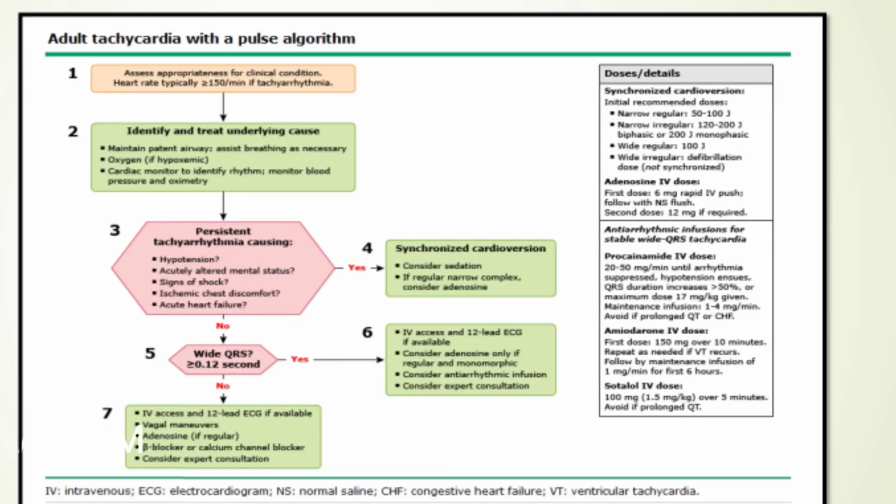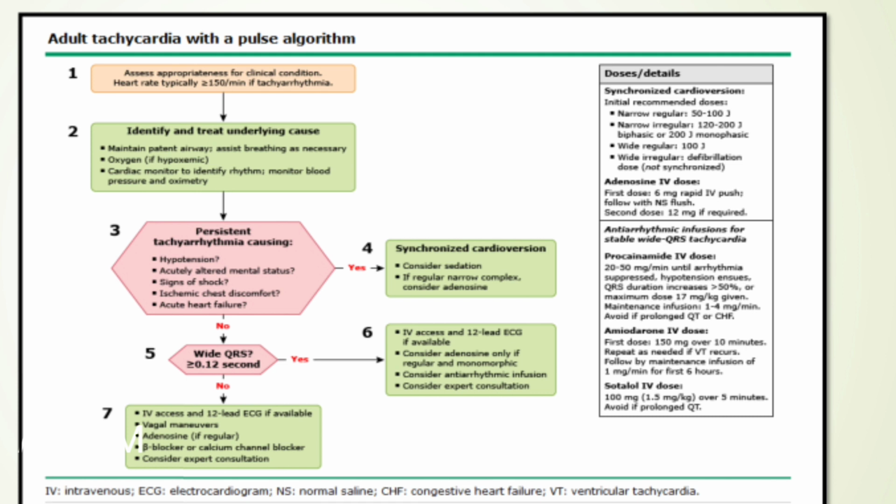include procainamide, at a dose of 20 mg per minute IV, and amiodarone, 150 mg IV given over a period of 10 minutes, and you can go with an infusion also. If your hospital is using sotalol, which is a beta blocker, the dose is 100 mg IV given over a period of 5 minutes. So this concludes how to treat adult tachycardia, whether it is narrow complex or wide complex.